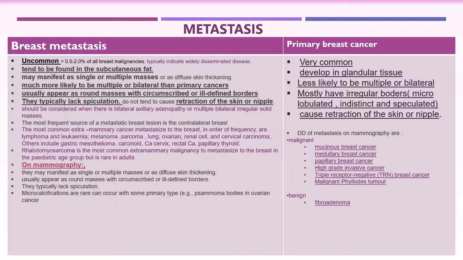Primary cancer has an irregular border, microlobulated, indistinct, or spiculated, while metastasis usually has a regular shape, oval or rounded, and is usually circumscribed, but can be indistinct.